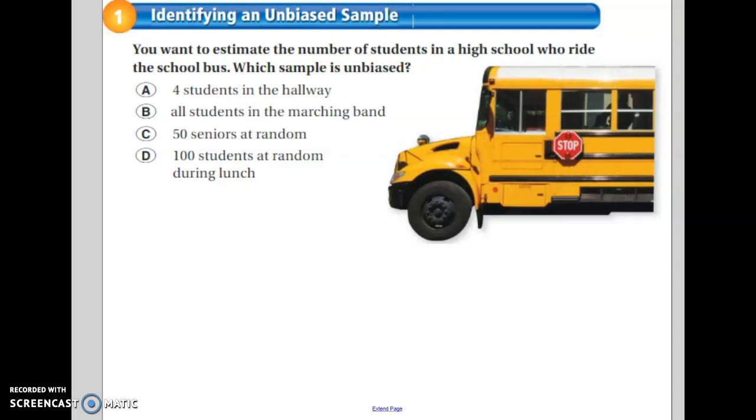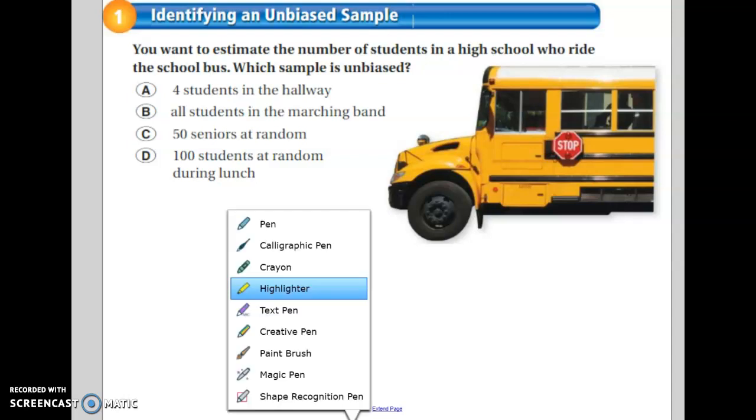First, we're going to identify an unbiased sample. We have multiple choices here, A, B, C, or D. We want to estimate the number of students in a high school who ride the school bus. If we wanted to get an idea of how many students in the entire high school ride the school bus, which group of students would we want to ask to represent that population?